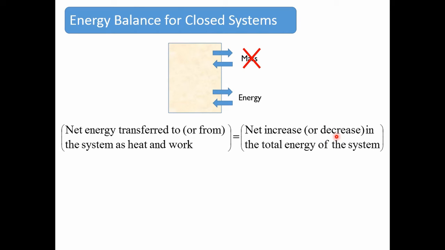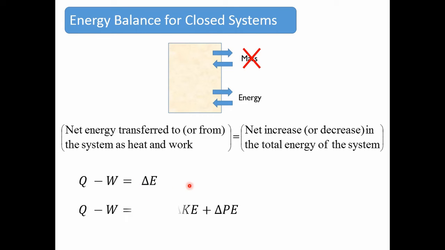This expression can be presented as a mathematical equation like this. Basically, this is heat transfer to the system, which is positive, and work done by the system, which is positive. Therefore, if you deduct the work done by the system from the amount of heat transferred to the system, then the balance will indicate the net change of the total energy of the system.